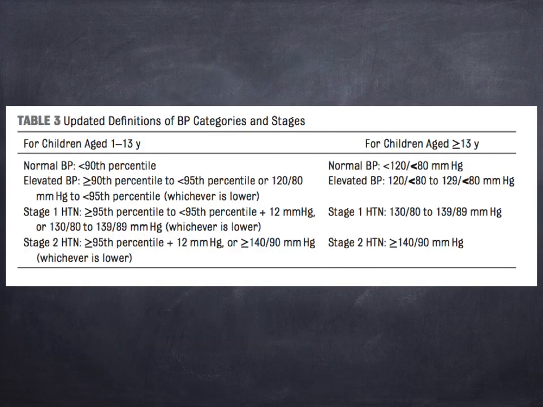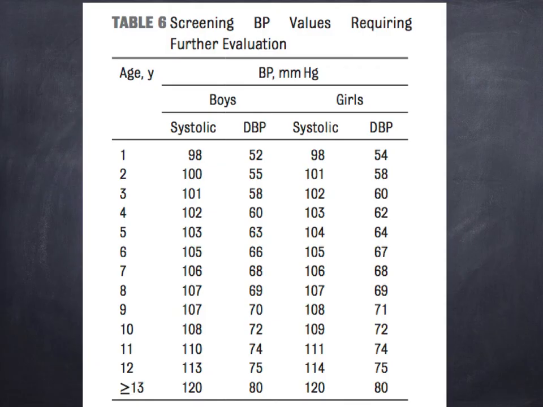So this is just a couple of tables demonstrating what is actually meant by the different stages of hypertension in terms of what the blood pressure actually is. And this is a very basic screening list of blood pressure measurements that would warrant at least follow-up measures.